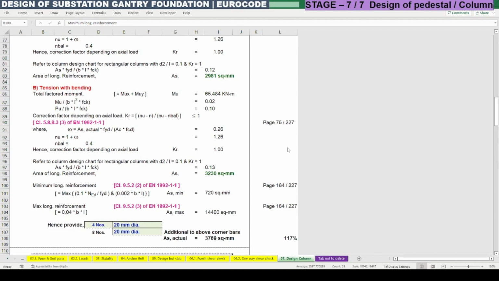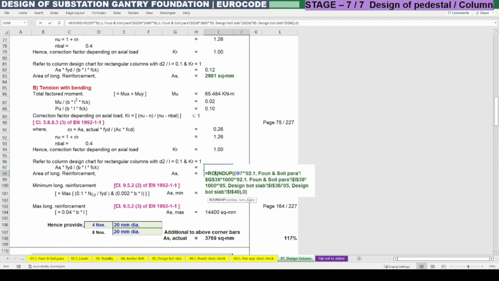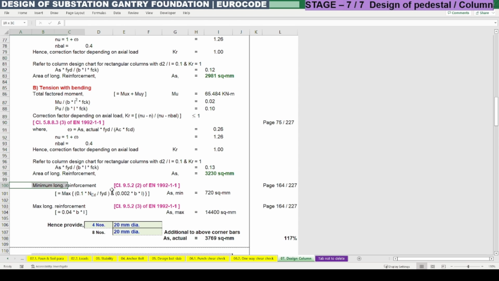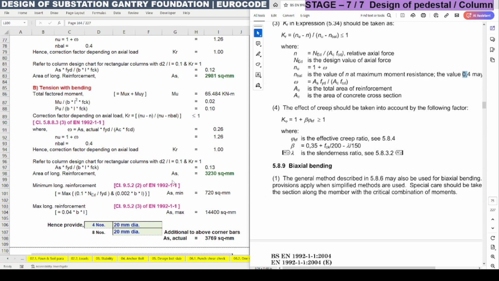Next, we need to check this calculated reinforcement against the minimum longitudinal reinforcement and maximum longitudinal reinforcement. For that we have already seen clause 9.5.2 and its notes, so page number 164 is to be referred for this.